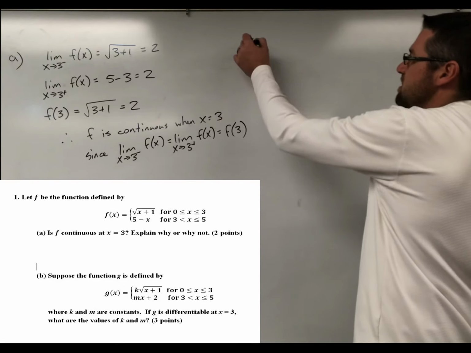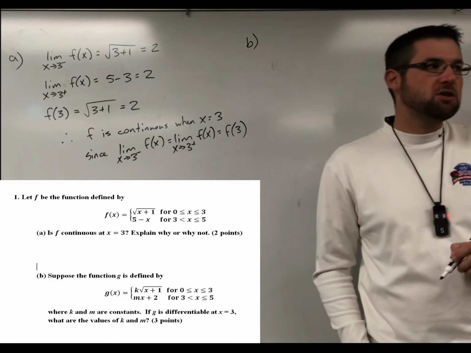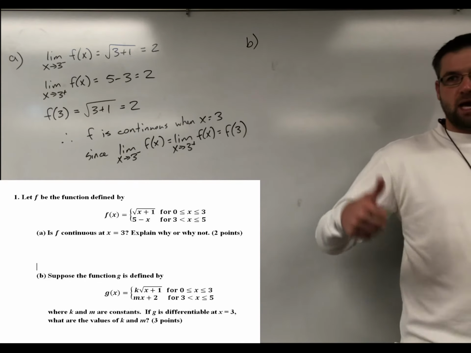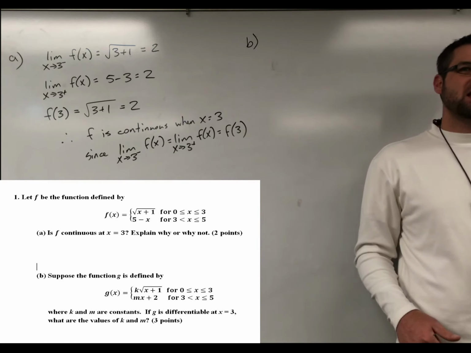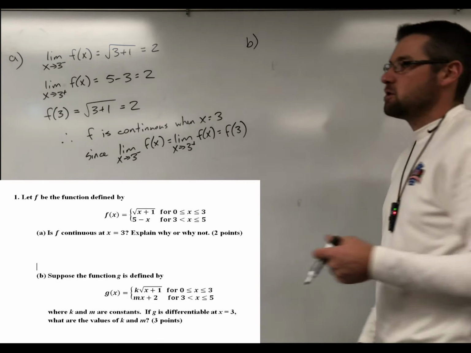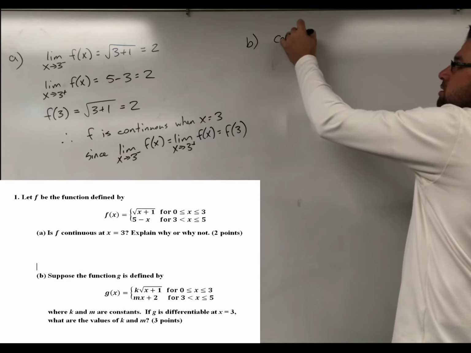In order for g to be differentiable at a point, what does it mean for a function to be differentiable at a point? It has to be continuous. That means the left and right hand derivatives have to be the same, right? So let's just show continuity. What's the equation for continuous?